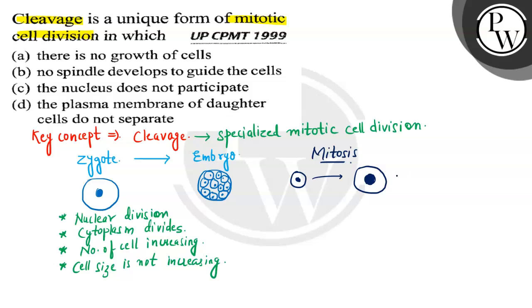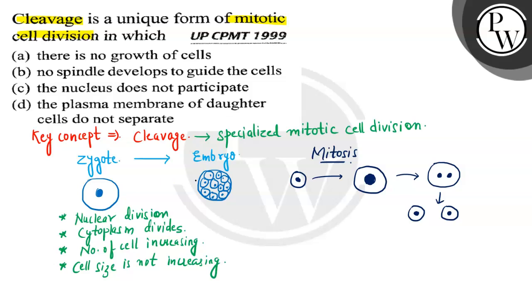Now it will undergo the process of karyokinesis. In karyokinesis, division of the nucleus takes place. Now two nuclei will be there, and after karyokinesis the cell will divide in order to produce two different daughter cells. So we saw that in a simple mitotic cycle the cell size increases, but in cleavage, which is a specialized type of mitotic cell division, the size, both in case of the zygote as well as the embryo, is the same. The size is not getting changed.